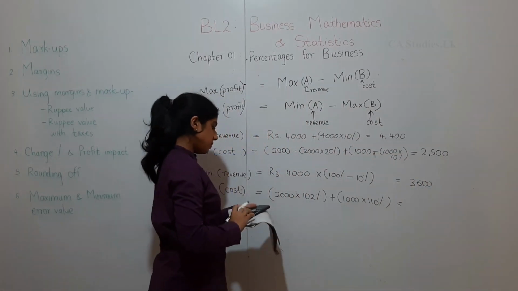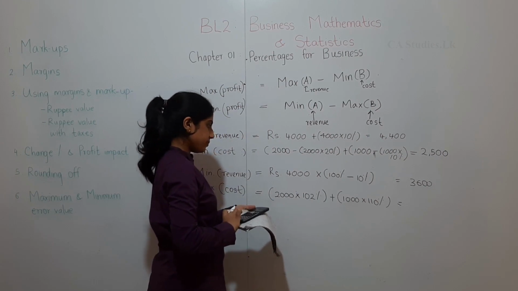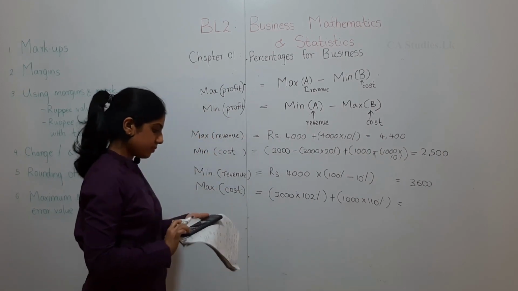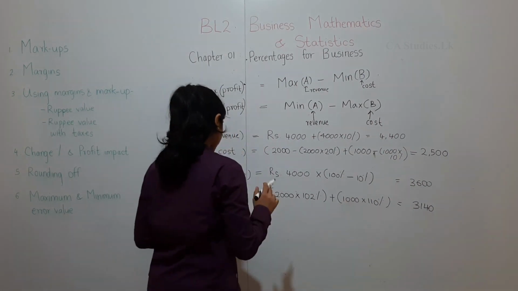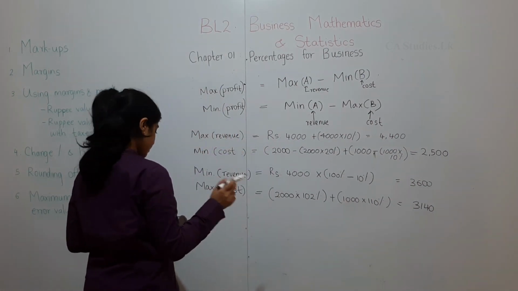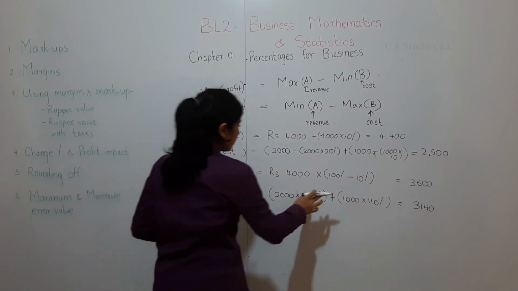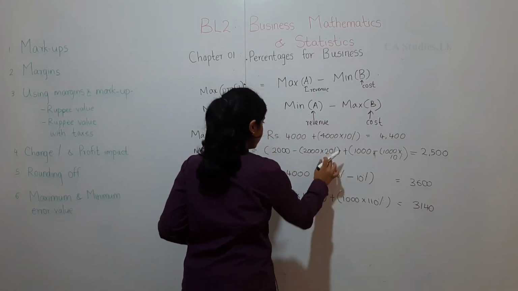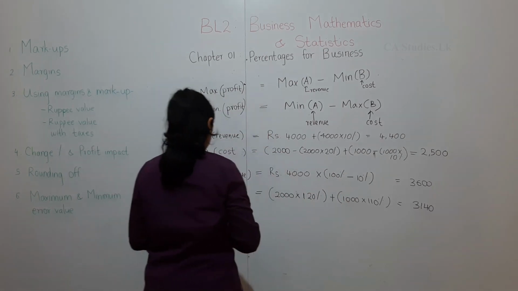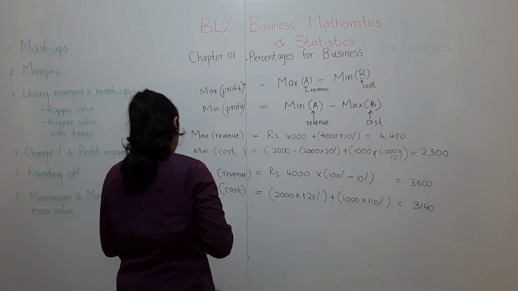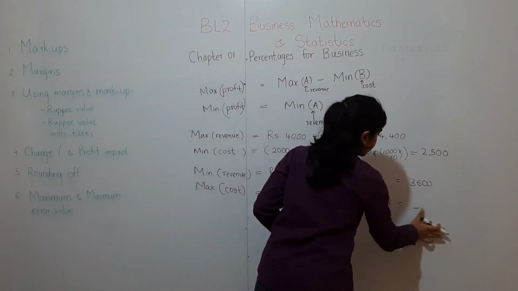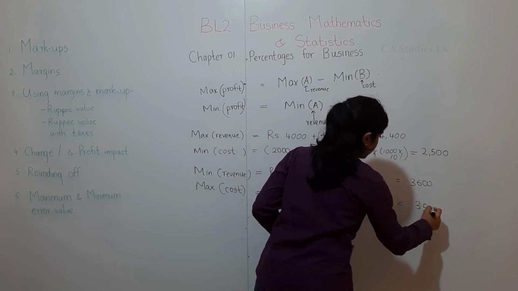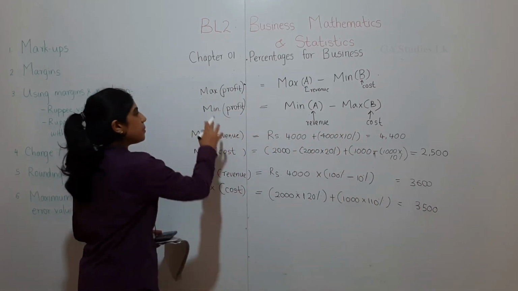And 2,000, this one, calculate. 3,140. Right? Okay. Oh, sorry, this is not 102, it is 20%, right? 100 plus 20%, 120%. 2,000 into 120% plus 1,000 into 110%, that is 3,500. Okay, 3,500.